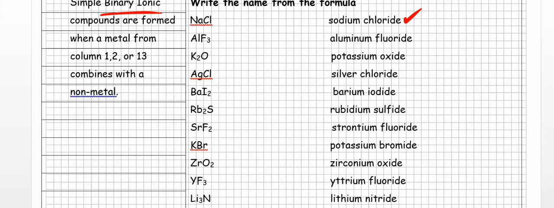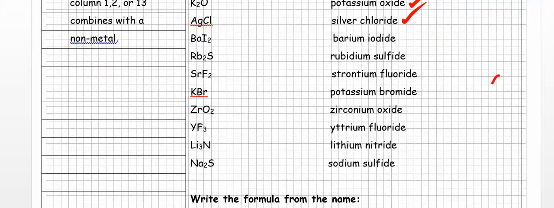That's simple. AlF3, ionic, so aluminum fluoride. AlF3, aluminum fluoride. K2O, potassium oxide. There's no mono, no di, nothing like that. It's just potassium oxide. AgCl, silver chloride for that one. BaI2, this one's going to be barium iodide, just like that, barium iodide. Next, rubidium sulfide, Rb2S would be rubidium sulfide. SrF2 would be strontium fluoride. You see how quickly these go for the simple ionic compounds.